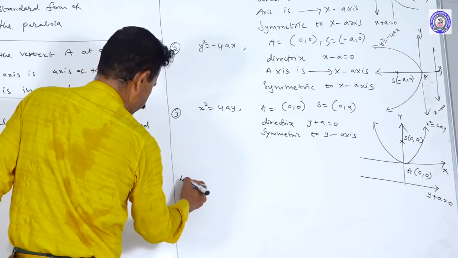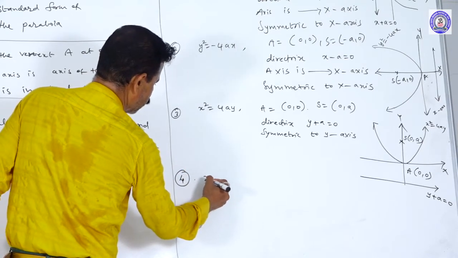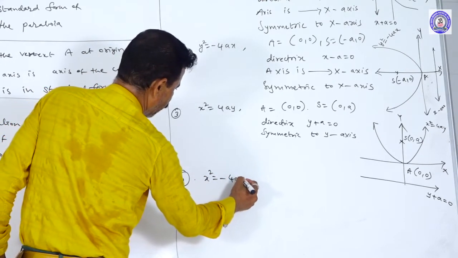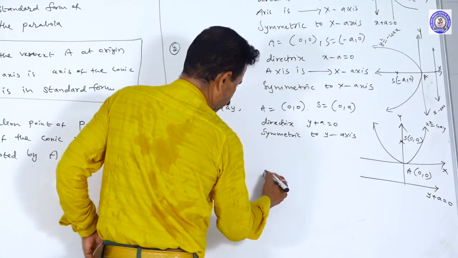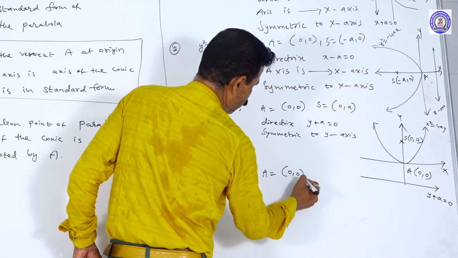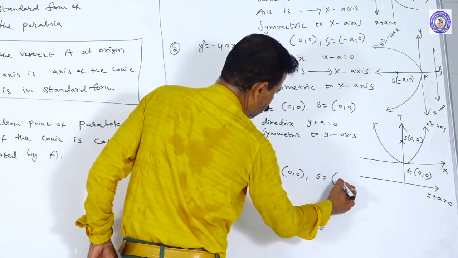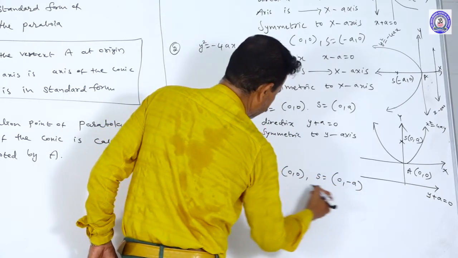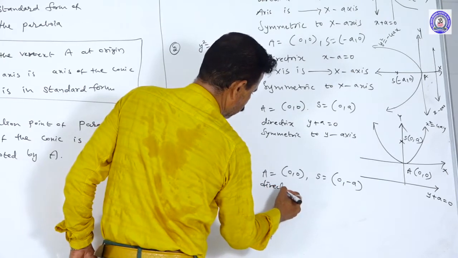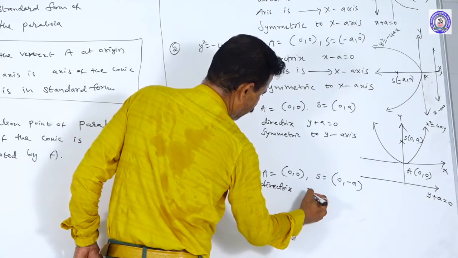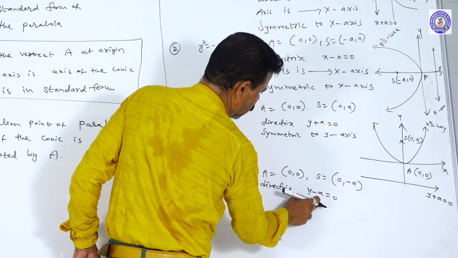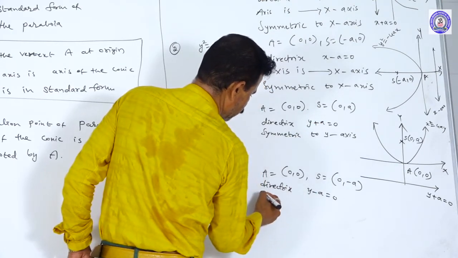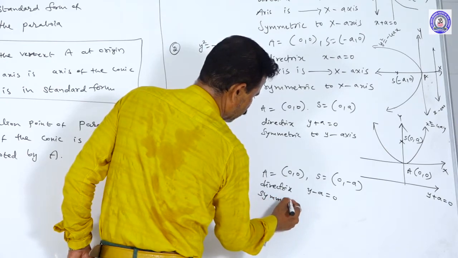And the fourth form, x square is equal to minus 4ay. The reverse, it opens downward. A is 0 comma 0 and S is 0 comma minus a. The directrix is y minus a is equal to 0. Y plus a is equal to 0 was above, and y minus a is equal to 0 is below. This is also symmetric to the y axis.